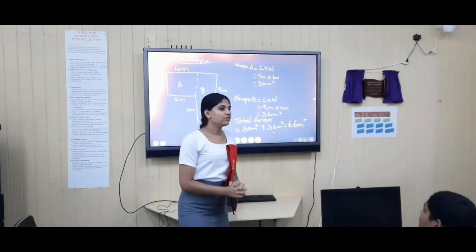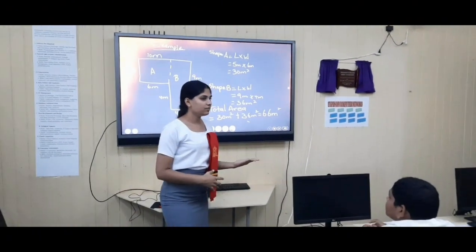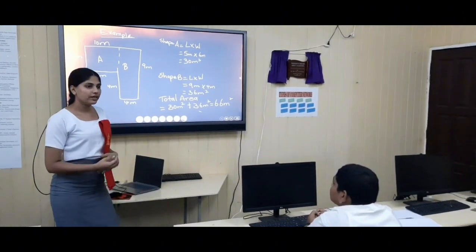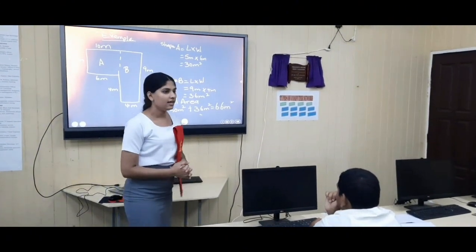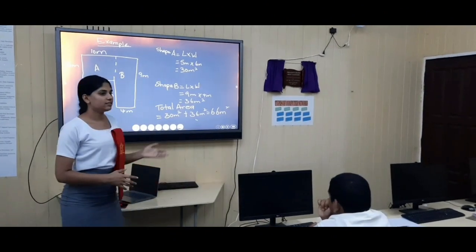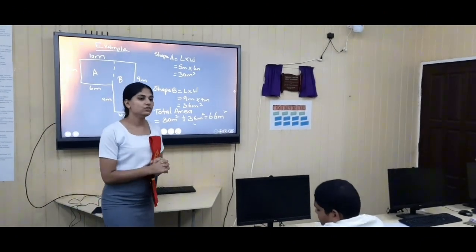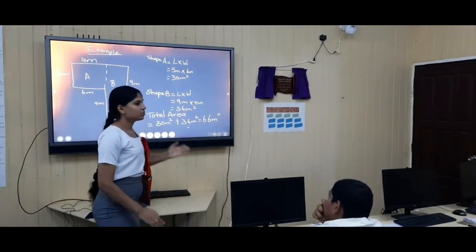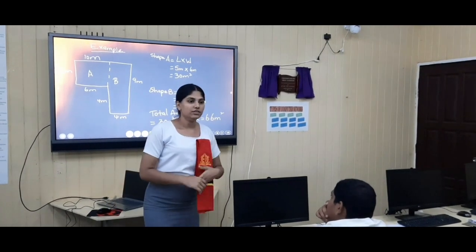So students, we have learned today what is compound shape, the area for rectangle, square, triangle, and circle, and also we have to solve a problem related in compound shape, and how to find the total area of this compound shape. So I hope you guys have learned as much as possible.